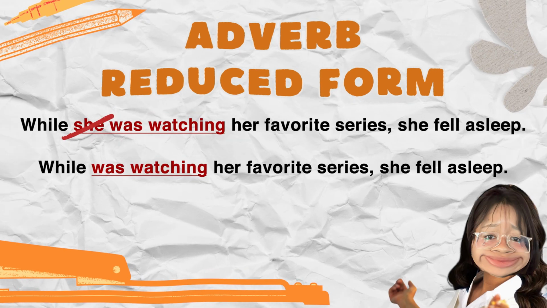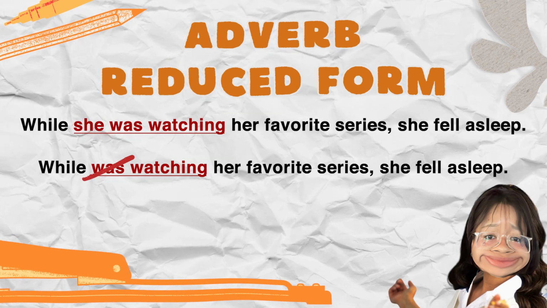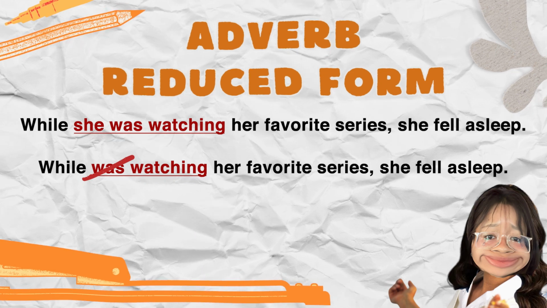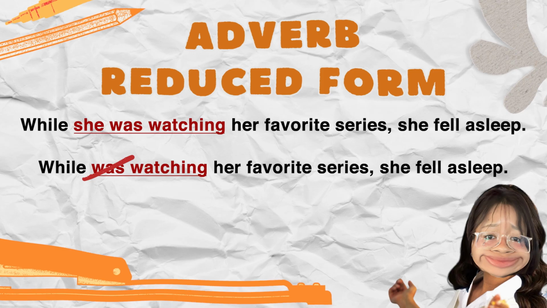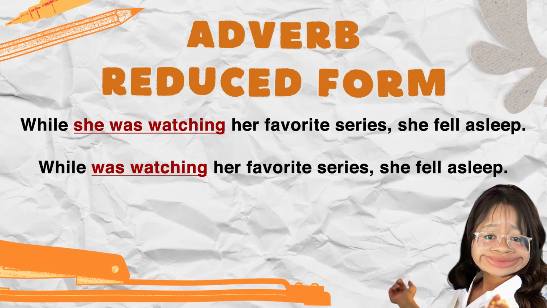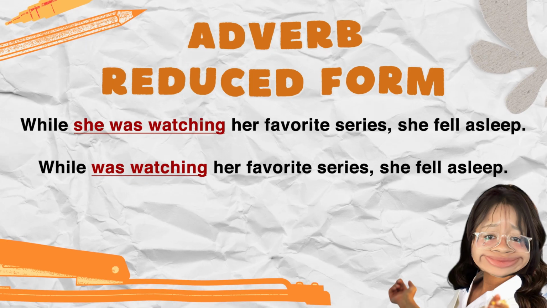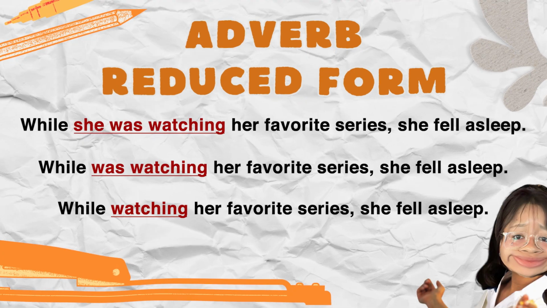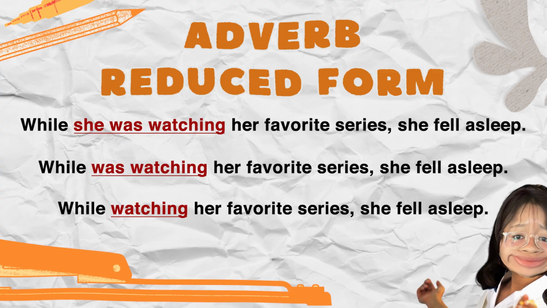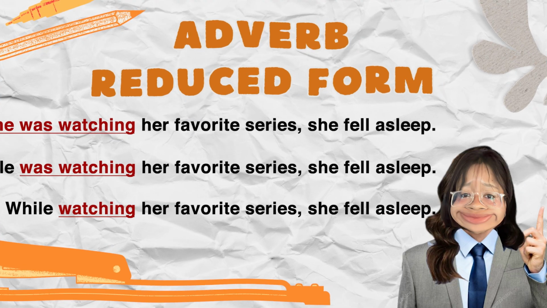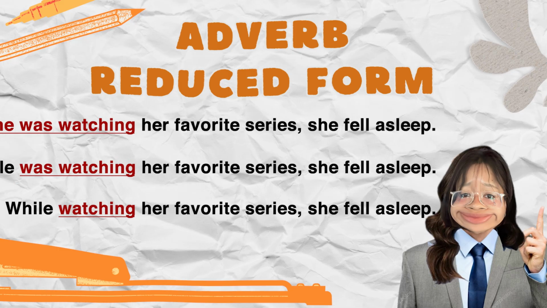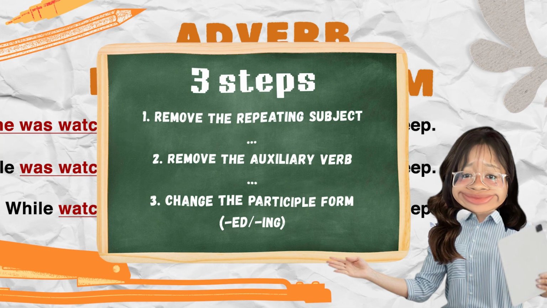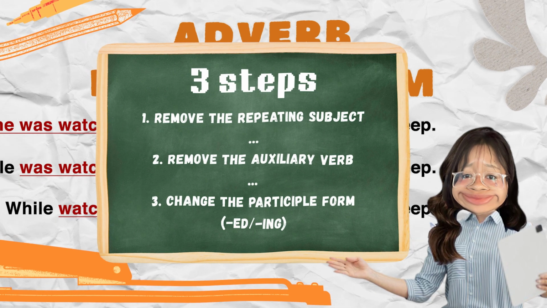Second, you have to remove the auxiliary verb was. We don't need the helping verb anymore because we removed the subject. Third, you need to change the main verb into ing form. So, was watching becomes watching. And that gives us the reduced form: While watching her favorite series, she fell asleep. It is shorter, cleaner, and still means exactly the same thing. So remember, we reduce adverb clauses to make our sentences more concise and natural. Just follow these three steps: remove the repeated subject, remove the auxiliary verb, and change the verb into ing form.